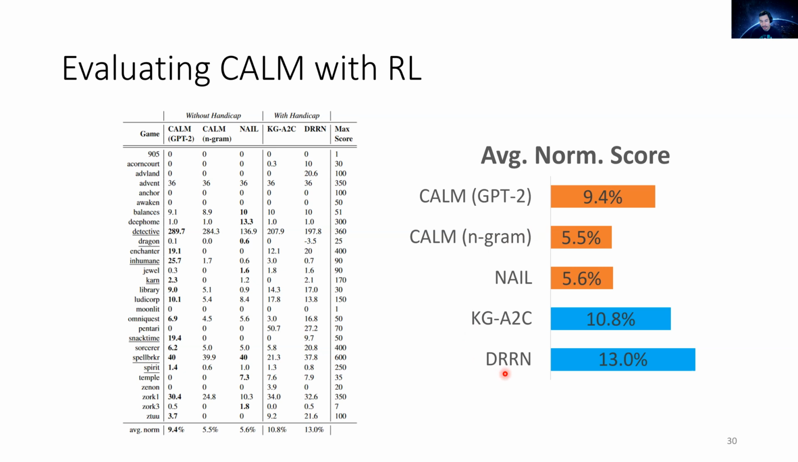Comparing to KGA2C and the DRRN agents, which do benefit from the ground truth valid action handicap, we see that we can't actually match the same performance as DRRN, which might be reasonably expected. However, there are some interesting cases where in 8 of the 28 games, the Calm model actually did outperform the DRRN model, which has access to the ground truth actions. So that was a pretty interesting result to us. And I think one of the possible explanations is that the Calm model might be better at focusing on the most relevant actions and helping the agent to speed up its exploration process.